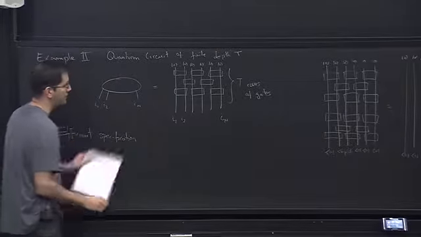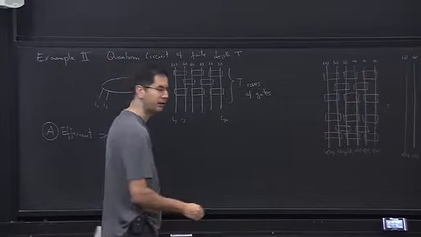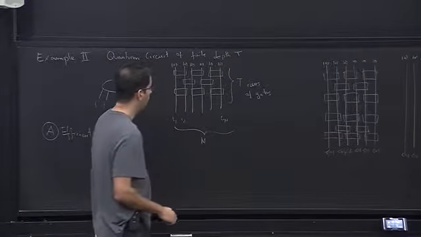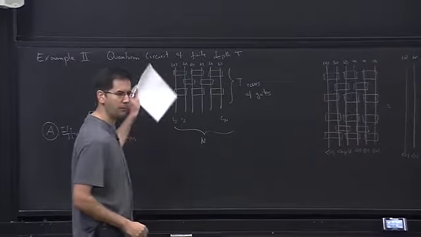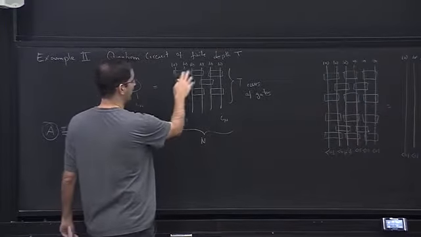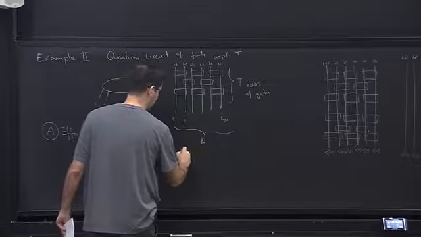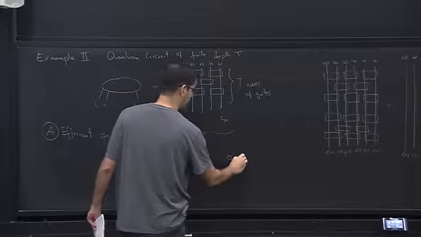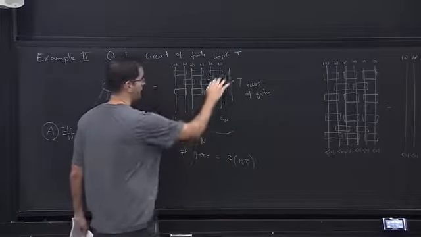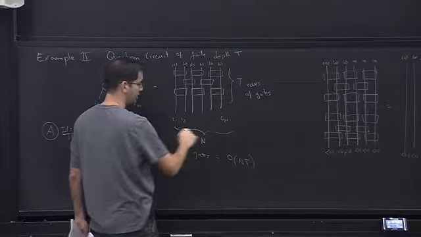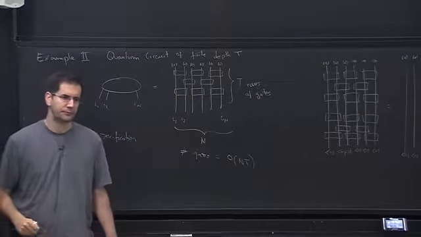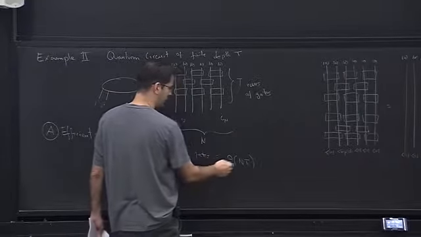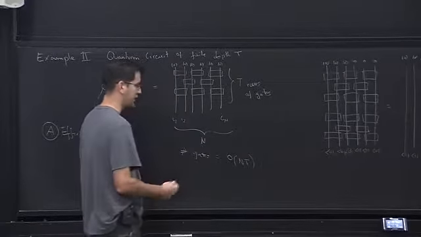So A, we have an efficient specification. What we're going to do in this case is count how many parameters we need in order to specify this quantum circuit. We briefly discussed this already. So how many gates do we have here? Well, the number of gates grows as n times T, because we have T rows, and on each row we have on the order of n gates, maybe n over 2. We said T is fixed.